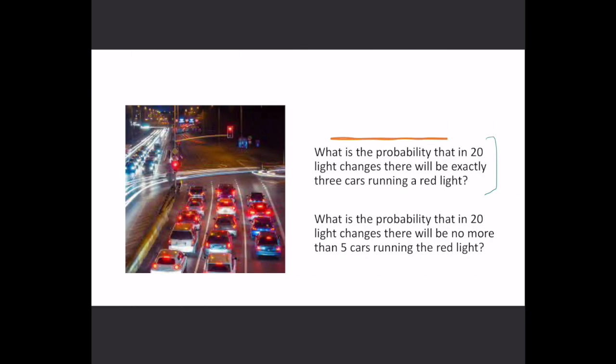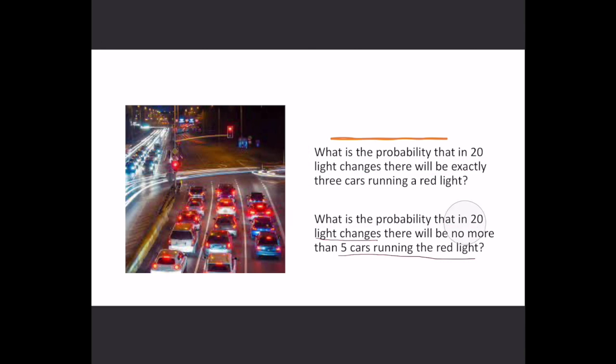These are the actual questions. So what is the probability that in 20 light changes, there will be exactly 3 cars running a red light? And the second one is, what is the probability that in 20 light changes, again, there will be no more than 5 cars running the red light?